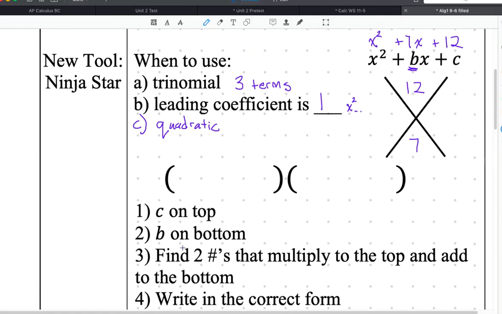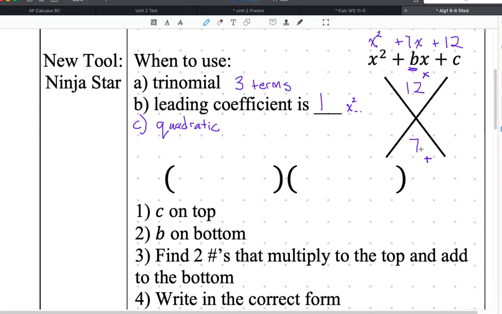All right, so now we're going to be doing step 3. And this is kind of the hardest part of factoring using the Ninja Star. I'm going to have to find 2 numbers, and the 2 numbers that I find are going to go here and here, to the left and to the right of the Ninja Star. Those 2 numbers need to multiply to the top and add to the bottom. So if you want, you can add a little multiply symbol on the top and a little plus sign on the bottom to say, hey, what 2 things multiply to 12 and also add to 7?